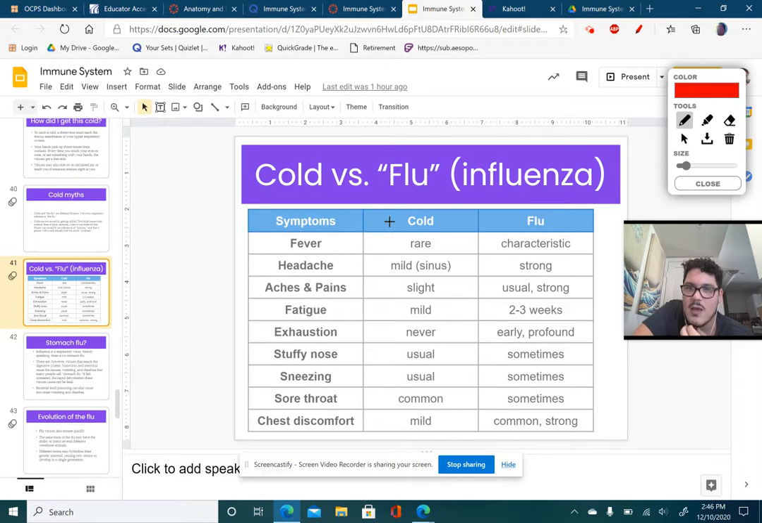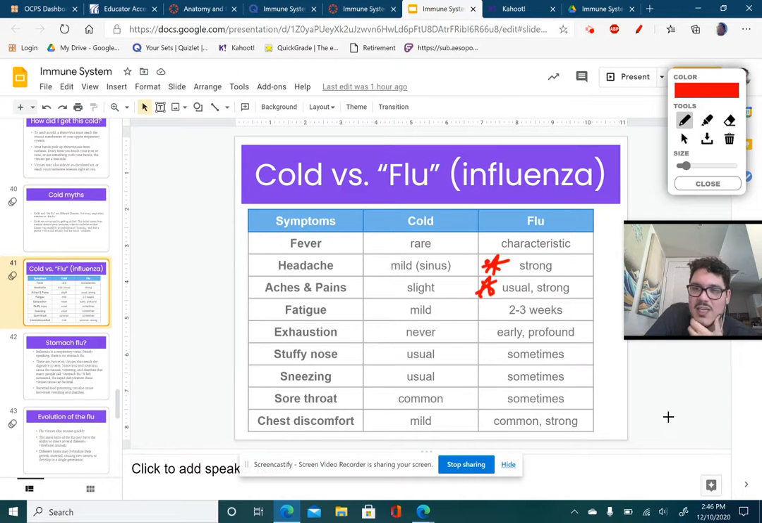Look at fever. Fevers are rare in colds, more characteristic amongst flu. Headaches are very mild in cold, although they can be strong in flu. So you want to be observant of that. Aches and pains, so malaise is not too prominent in cold, but it can be unusual and strong achiness in a flu. Fatigue is not too common in a cold.